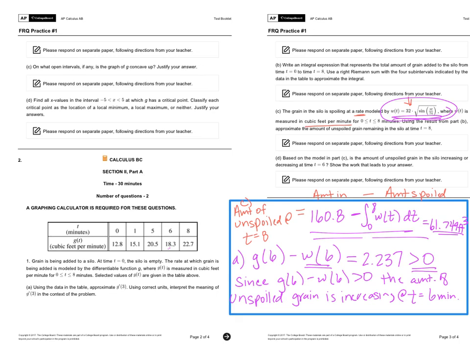But as far as the numbers, it's worth 2 points. 1 point for the explanation and 1 point for considering G(6) minus W(6), or comparing G(6) and W(6). That would also get you the points. So there you go. There is number 2.